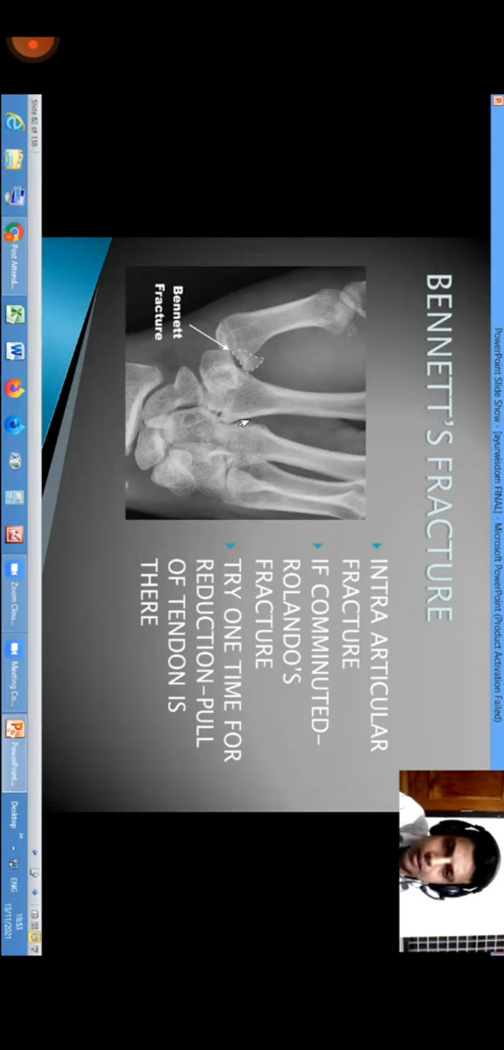In Bennett's fracture, we can try for one-time reduction because the pull of tendons is there. So, if the bone is reduced after one reduction, we can manage it conservatively. Otherwise, refer the patient for internal fixation.